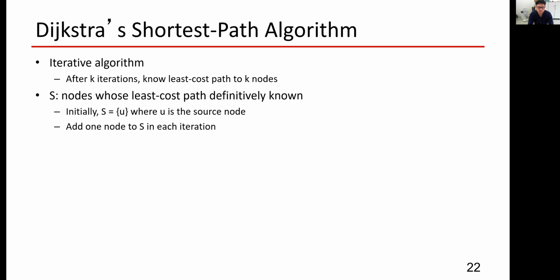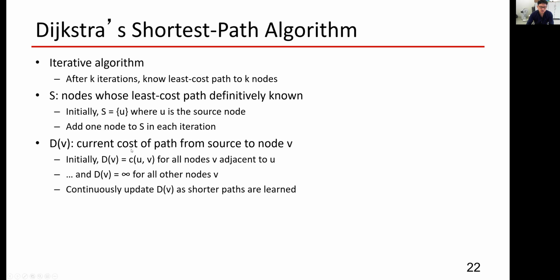S is the set of nodes whose least cost path is definitely known. Initially, S has just the source node, and we add one node to S in each iteration. D(V) is the current cost of the path from the source to V. Source is mine and destination is V. So initially, the distance of V is the cost of U and V. U is my source, for all nodes V adjacent to U. If it is adjacent, I can know it initially. But if it is not adjacent, then I set it to infinity. So continuously update the distance vector as the shortest paths are learned.